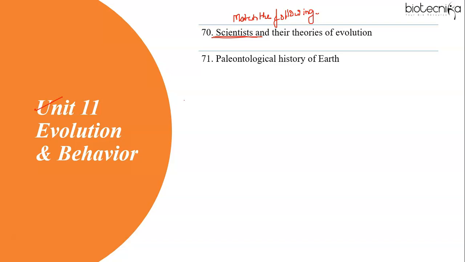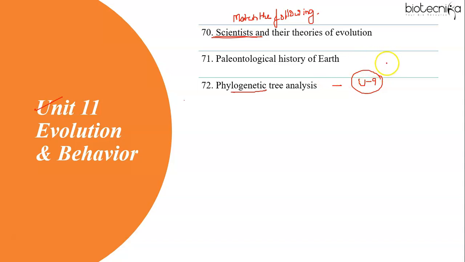Then study the paleontological history of Earth, the evolutionary time scale, and major events in the evolutionary time scale. Then study the phylogenetic tree, which you also study in Unit 9. So combination-based questions can be asked, like an arthropod phylogenetic tree can be given and you have to find out which tree is correct or incorrect. Even questions on terms like monophyletic, paraphyletic, and polyphyletic groups are also asked.